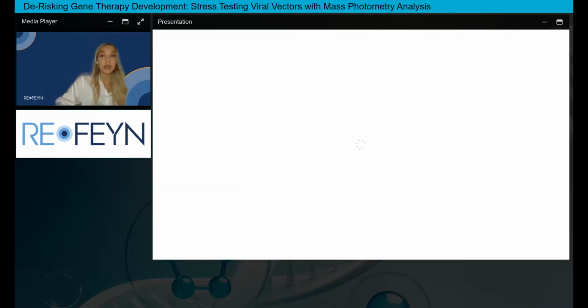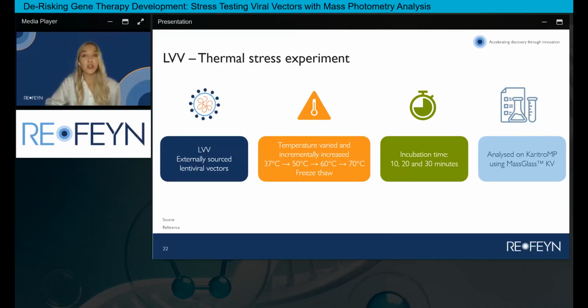Now on to lentiviral vectors. So we used slightly more gentle conditions for the thermal stress experiment of lentiviral vectors. These were also externally purchased lentiviral vectors, and we incrementally increased the temperature from 37 to 50 to 60 and 70 degrees. But we also tested how freeze-thaw could potentially affect lentiviral vectors. The incubation time was varied from 10, 20, and 30 minutes.